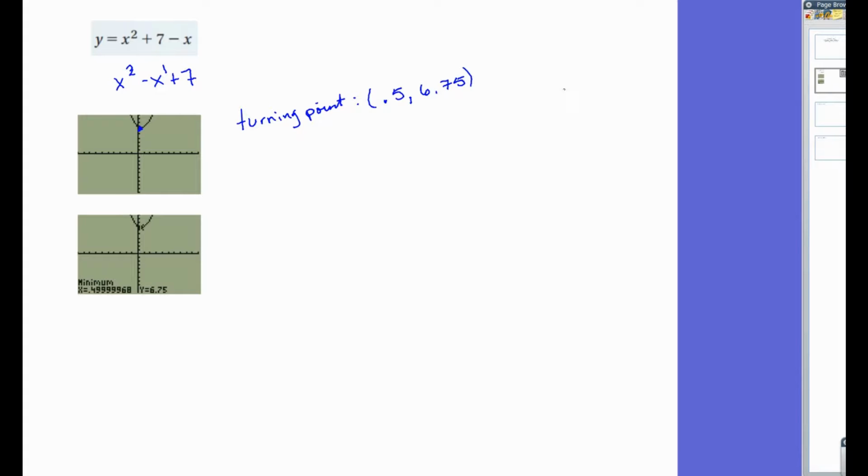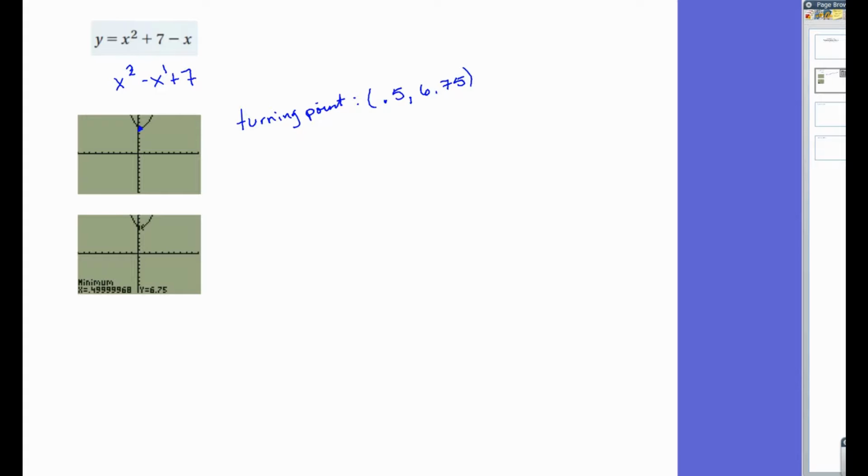If it turned more than once, if I had a squiggly like that, so it would turn there and it would turn here, then we'll keep going. But that's not what we're looking at, so get rid of that. Alright, so that's the turning point. That's how you find it. If it was flipped the other way, then I'd be looking at a maximum value. I would have hit maximum instead of minimum.